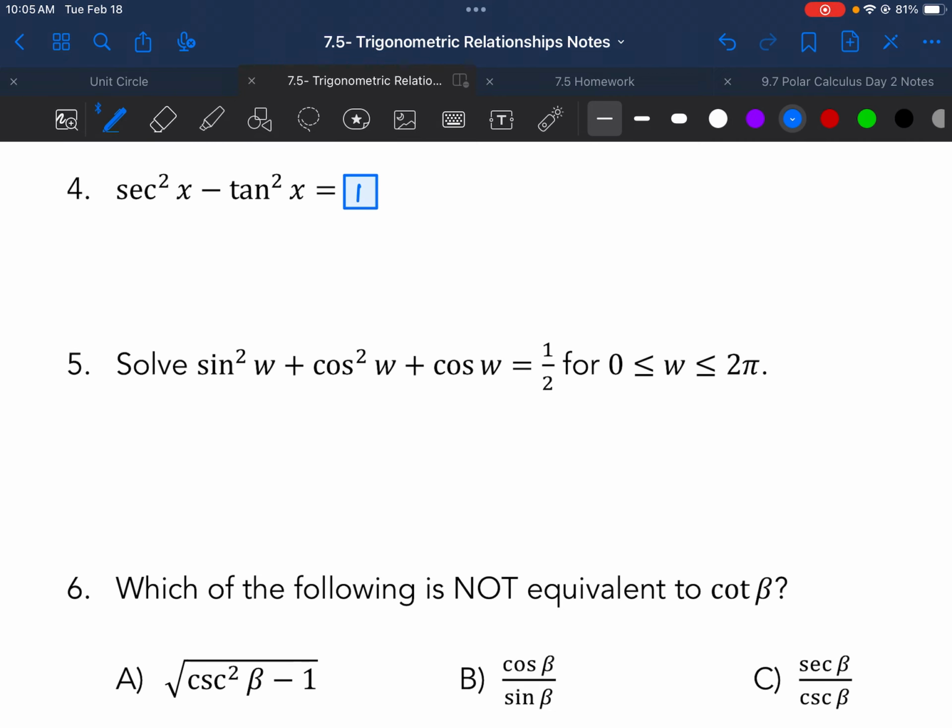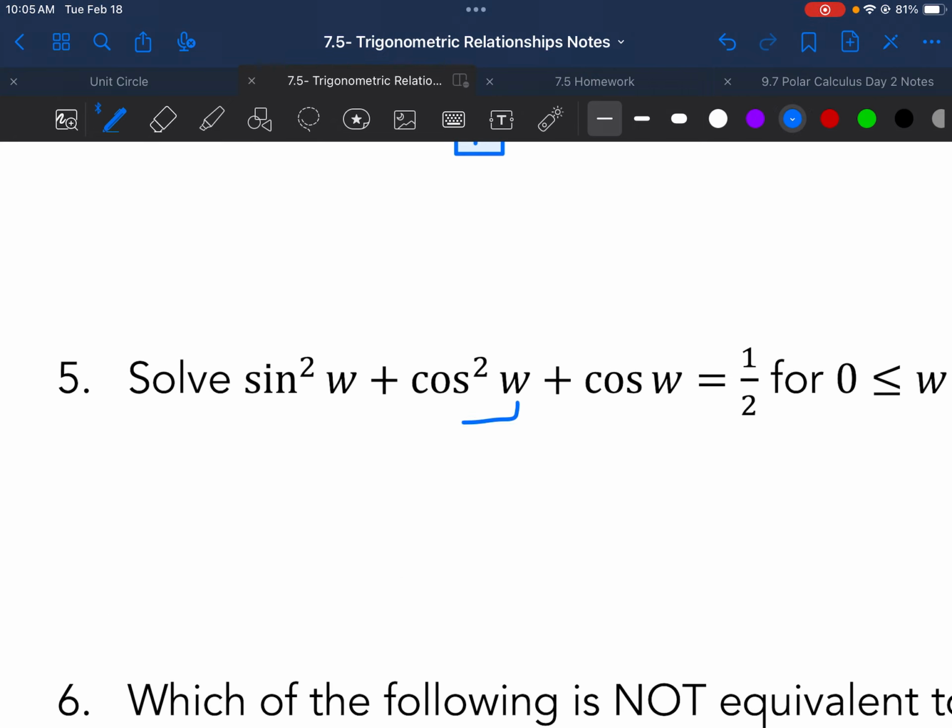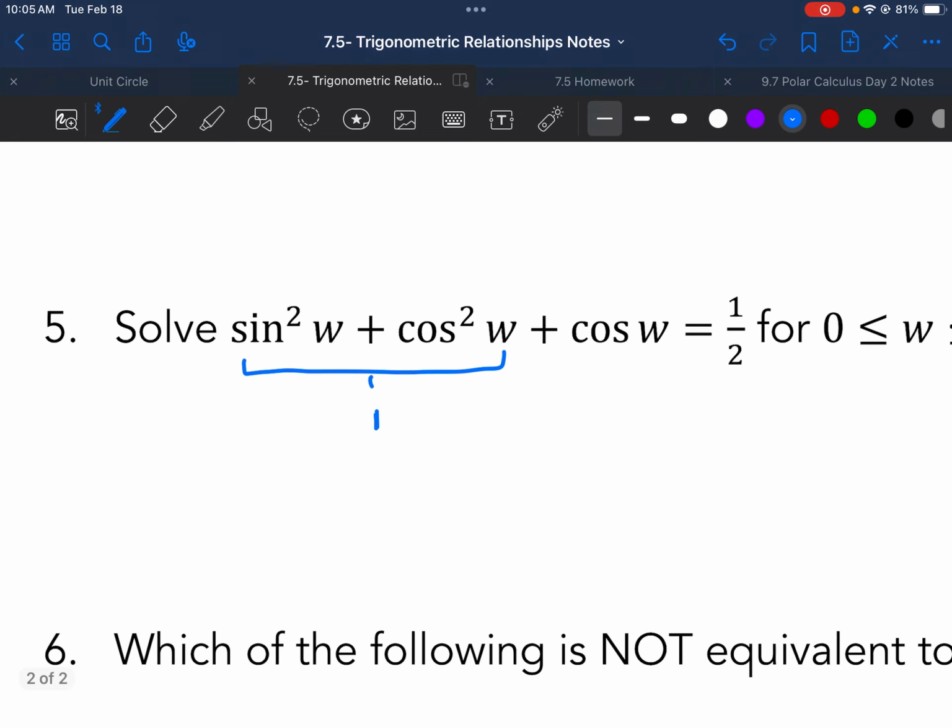All right, number 5. Solve sine squared of w plus cosine squared of w plus cosine of w equals 1/2 when angle w is between 0 and 2 pi. First thing I notice, sine squared plus cosine squared is equal to 1. So now we have 1 plus cosine of w equals 1/2. Okay, so we simplified it down substantially. Let's go ahead and subtract 1 from both sides. Now we have cosine of w equals 1/2 minus 1, that's -1/2.